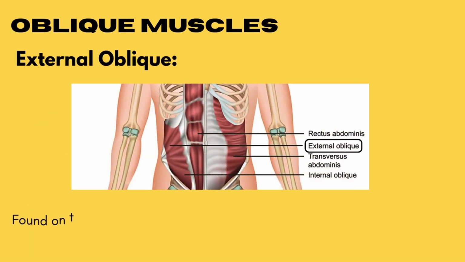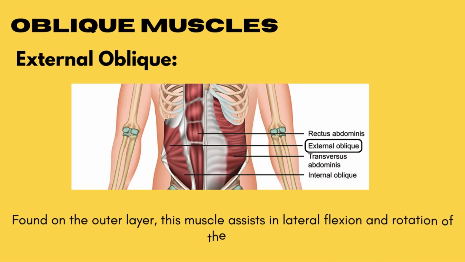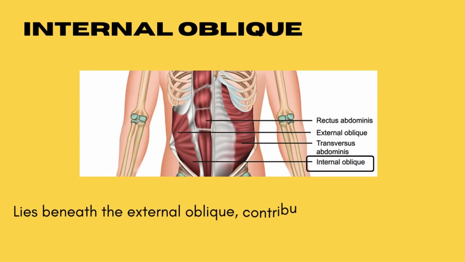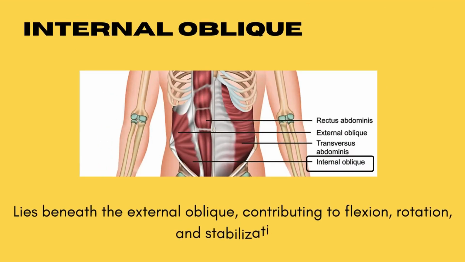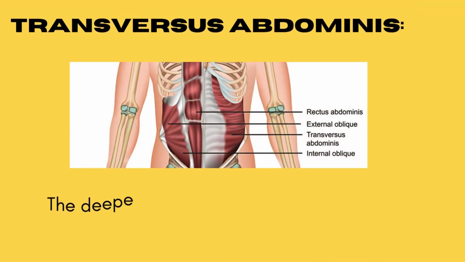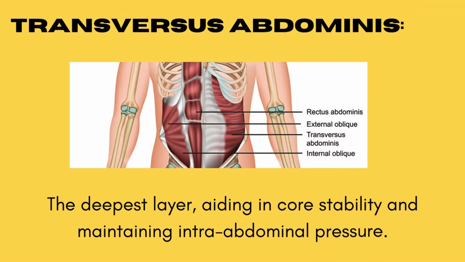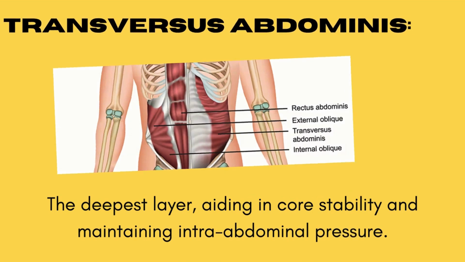Oblique muscles. External oblique. Found on the outer layer, this muscle assists in lateral flexion and rotation of the trunk. Internal oblique. Lies beneath the external oblique, contributing to flexion, rotation, and stabilization. Transversus abdominis. The deepest layer, aiding in core stability and maintaining intra-abdominal pressure.